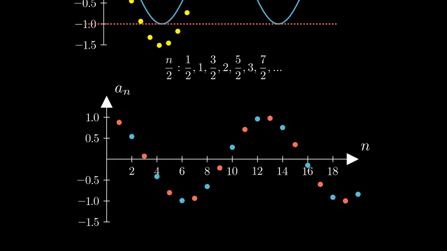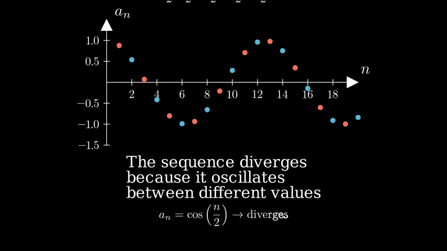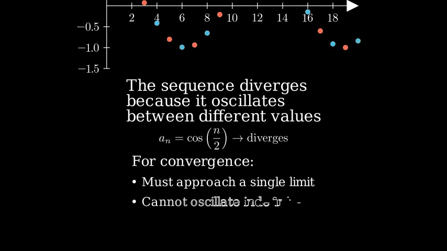Therefore, we can conclude that the sequence a sub n equals cosine of n over 2 diverges. This is because it oscillates between different values and does not approach any single limit as n approaches infinity. Remember, for a sequence to converge, it must approach a single limit value. Any sequence that continues to oscillate between different values, like this one, will diverge.